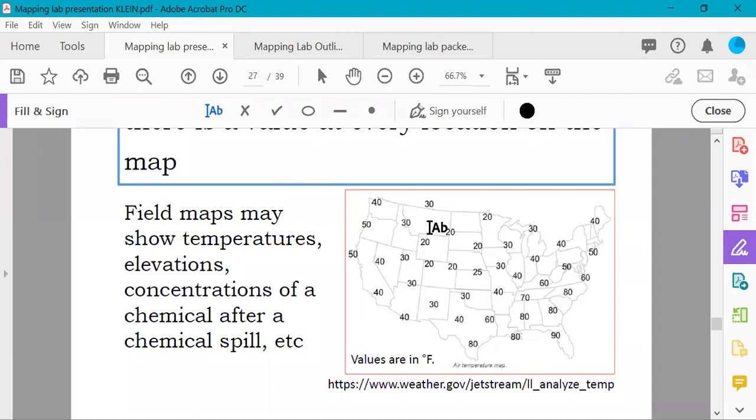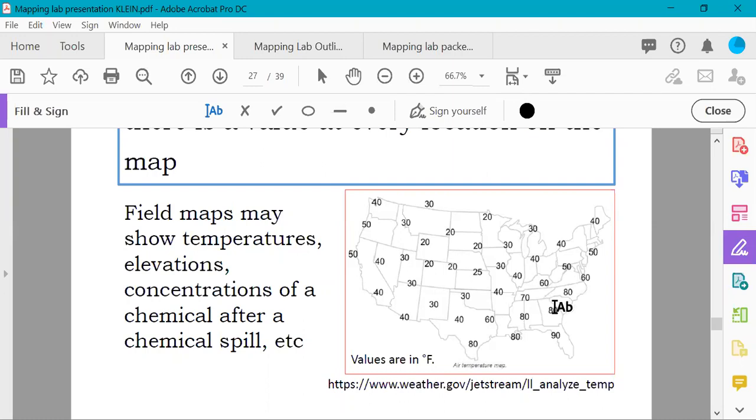But that's because you can't have a map just filled with millions of numbers everywhere, because then you won't be able to see anything. So we just label, let's say by 10 or by 20 or something like that, so that you could see a clearer picture, okay? But then you would interpret the numbers in between.